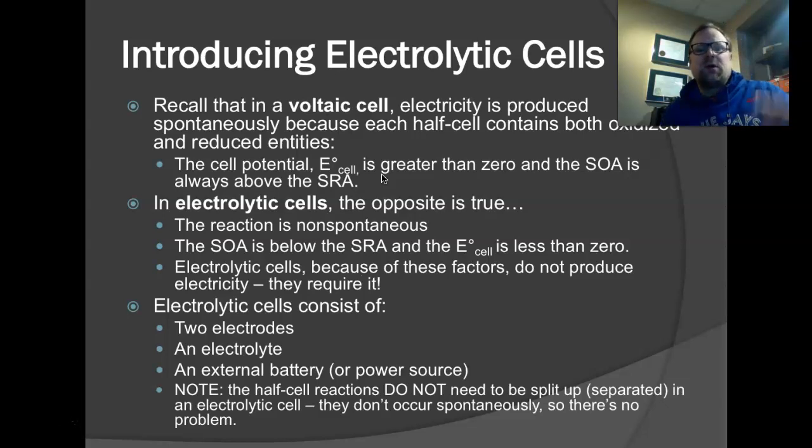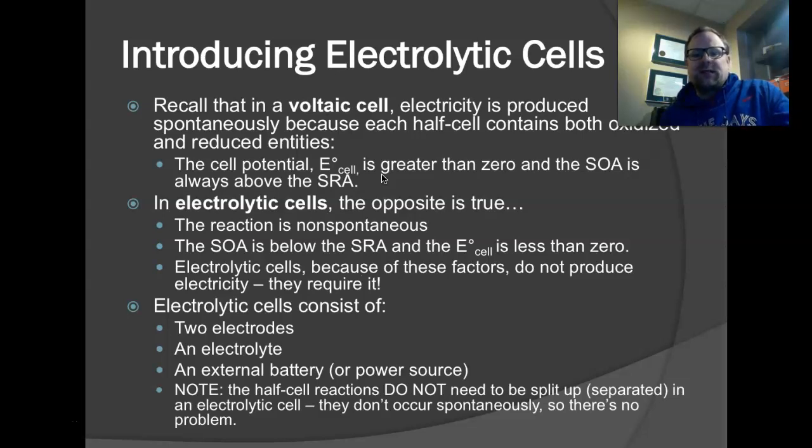So in electrolytic cells, the reaction is non-spontaneous. That's opposite to voltaic cells. There's a difference for you. The strongest oxidizing agent is below the strongest reducing agent on our tables. This is hard to do when you're doing it on a screen and everything's backwards. So strongest oxidizing agent is below the strongest reducing agent, and our cell potential is less than 0.